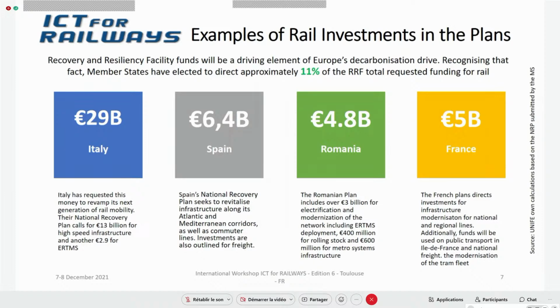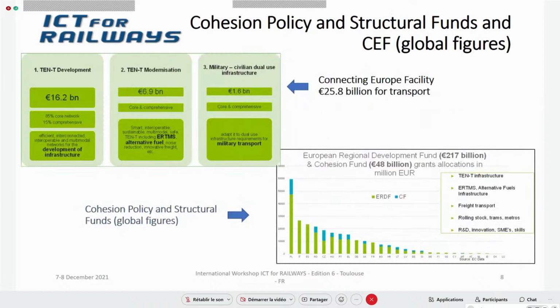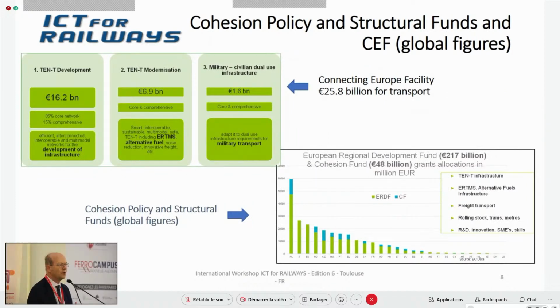Now, if we go to the next slide, what is also important is that, in addition to the money which will come from the National Recovery Plan, there will also be money going to the member states from what we call the structural funds. Of course, countries like France cannot have a lot of money coming from the structural funds, because the bit of money is going to the départements d'outre-mer and some regions. But you see that money is there and has to be spent as well, and could also be used in some cases for ERTMS deployment and also for hydrogen trains.